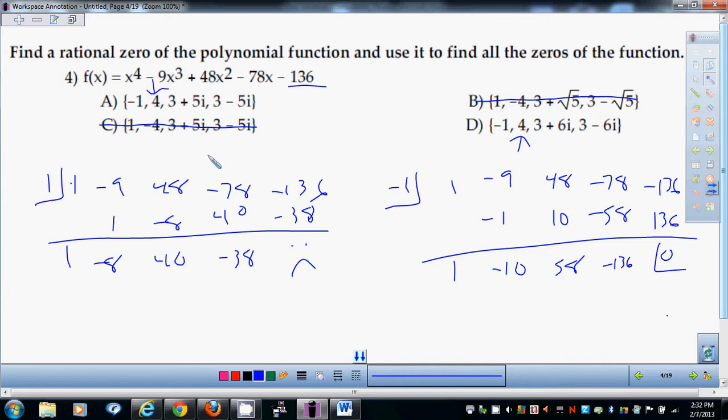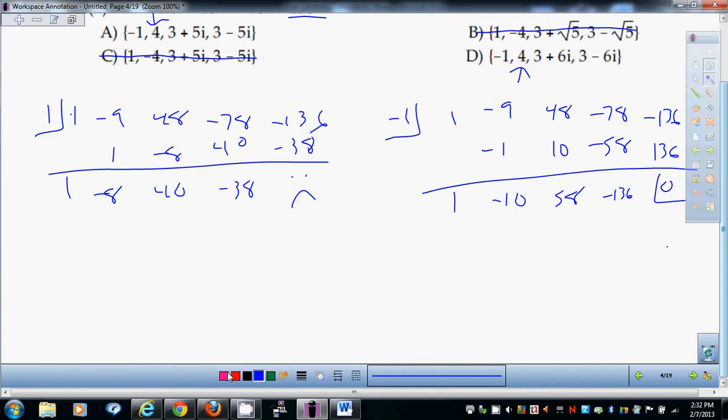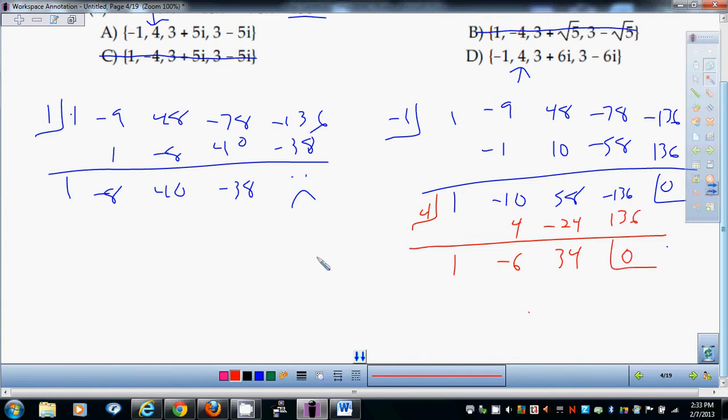So taking out a +4 from my depressed polynomial, drop the 1, multiply, add, multiply, add. That's an 82. No, it's not. That wouldn't make any sense. Where did Mr. Crawford go wrong here? Multiply, add, -6, -24. There it is. So that would be 34 times 4 is 136, 0. So your depressed polynomial, x squared minus 6x plus 34, plunge that into the quadratic equation.